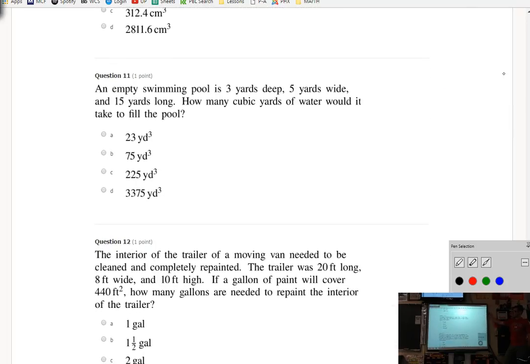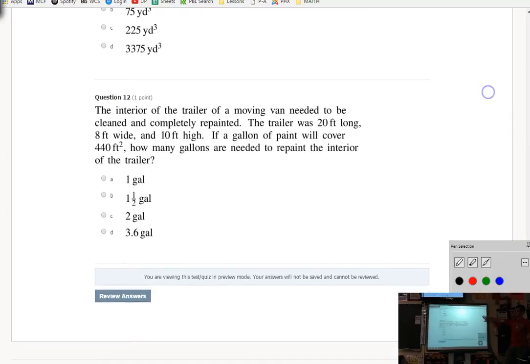Most of these are rectangular prisms. You're either finding surface area or volume of the rectangular prisms. Yeah. And this is an application problem in number 12. So to steer you in the right direction for number 12, it's asking if a gallon of paint, yeah, the trailer moving van, steer you in the right direction. You're not answering surface area. You're first calculating surface area, then finding how many gallons you need.